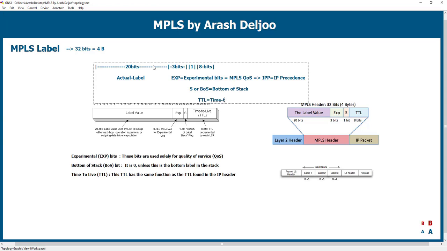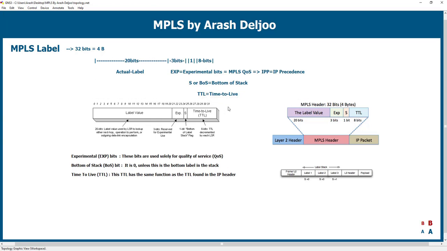TTL, you know TTL? TTL means time to live, and has the same function as TTL in the IP world, but in the MPLS world. Okay? Because of that, in an MPLS label, we have four main parts. First, label value or actual label. Second, EXP or experimental bits. Third, BOS or bottom of stack. And fourth, time to live or TTL.